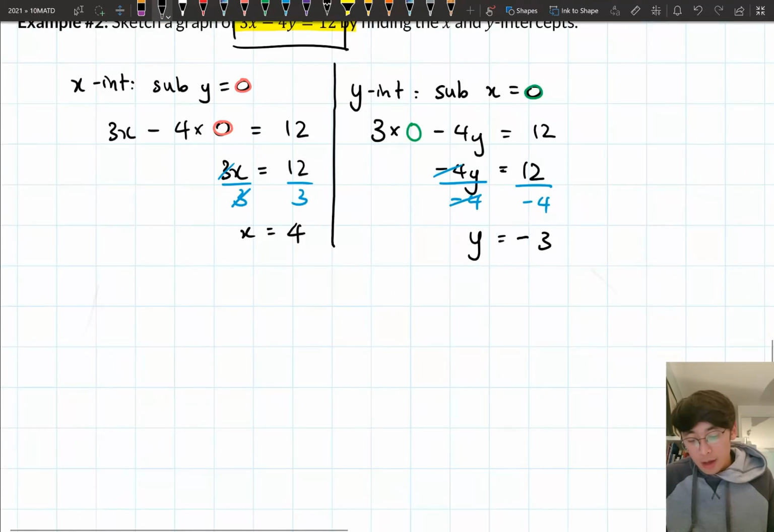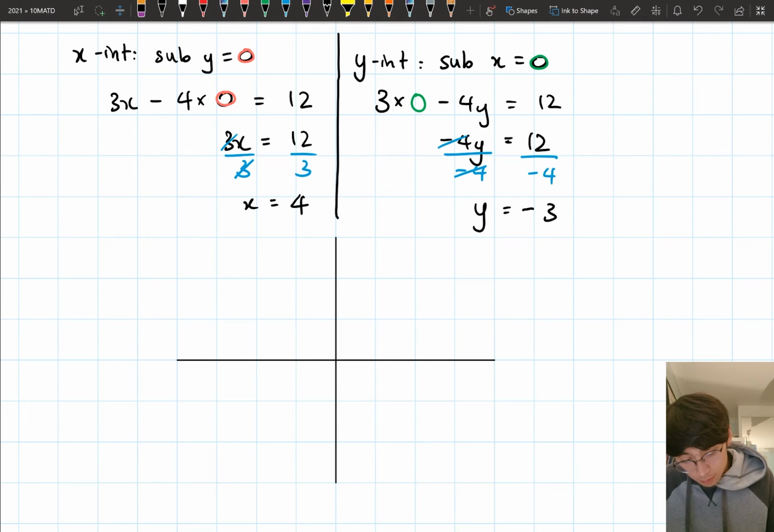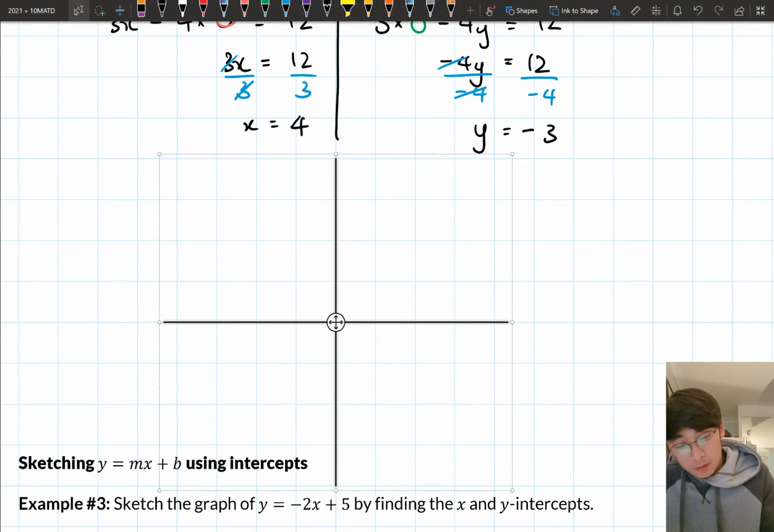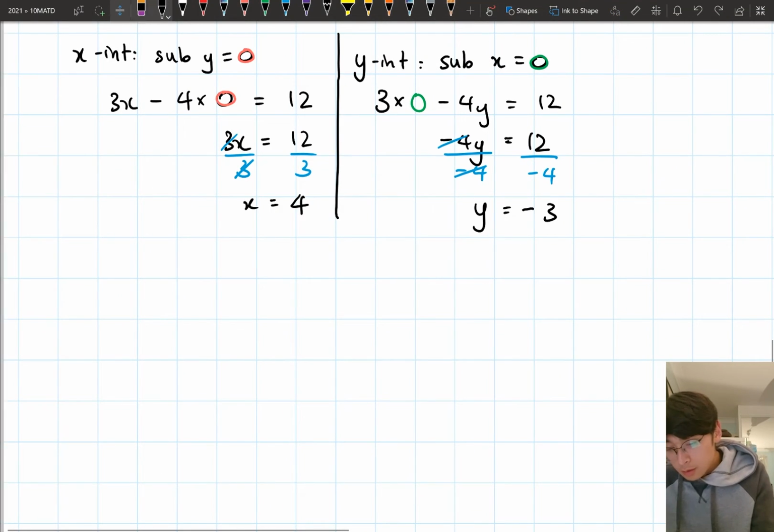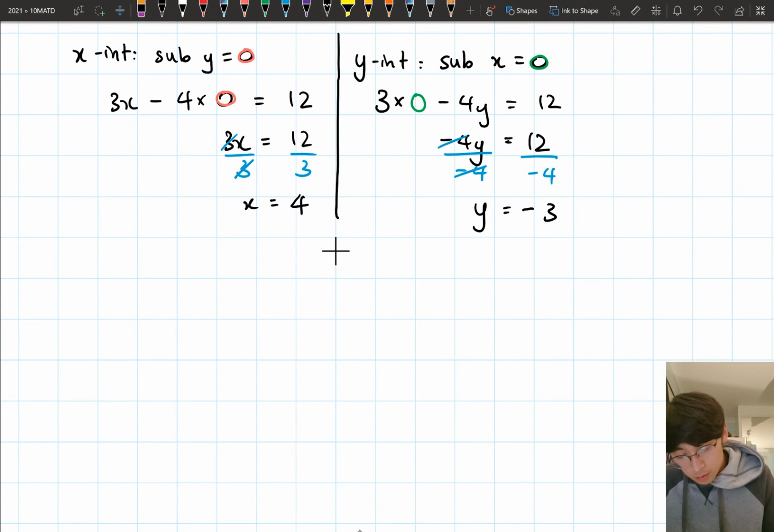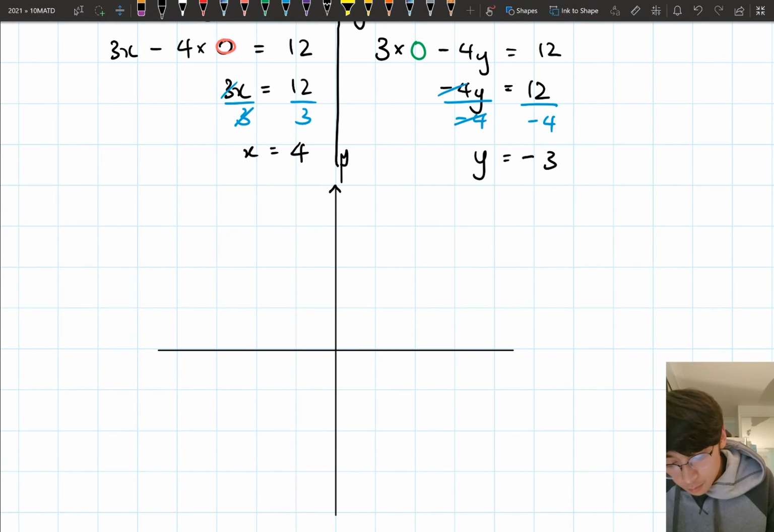Okay, now that I've done that, I'm going to draw up a Cartesian plane. So let me just draw up a Cartesian plane. Let me go down to here. Maybe extend out a little bit further. There we go. Oh, that's a little bit wide. Let me try that again. Okay. So that was this. Okay. And so what we're going to do with our Cartesian plane, I've got my x and y axis.